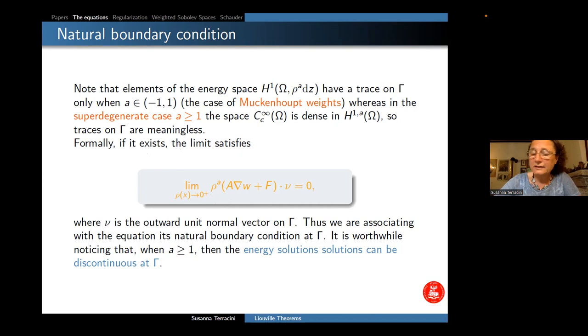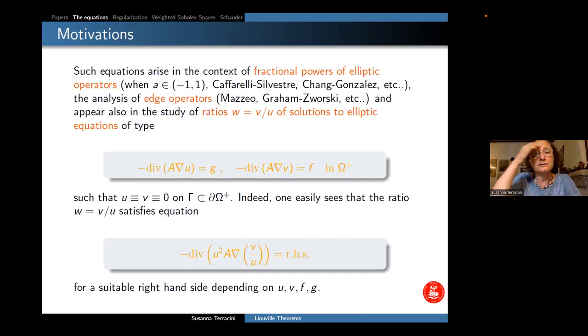We note that in fact when gamma lies in the interior of omega, in the superdegenerate case, the energy solution can very well be discontinuous at gamma, can have jumps. Okay, this is somehow related to the inconsistency of the theory of traces in the superdegenerate case.